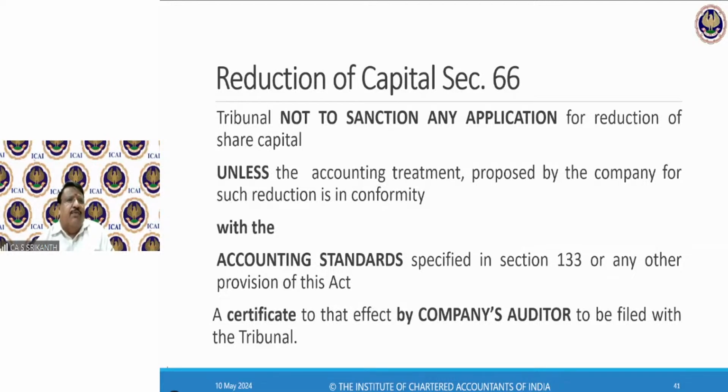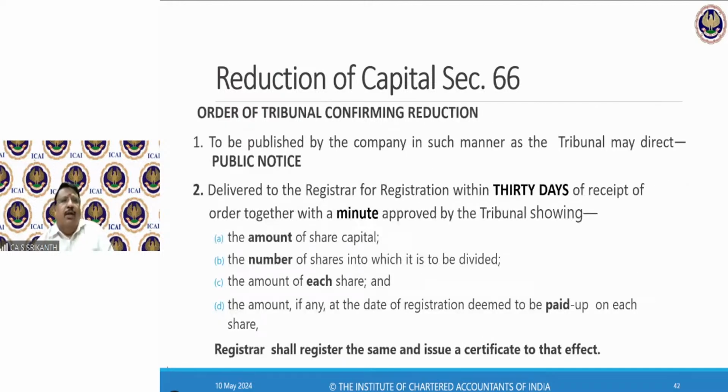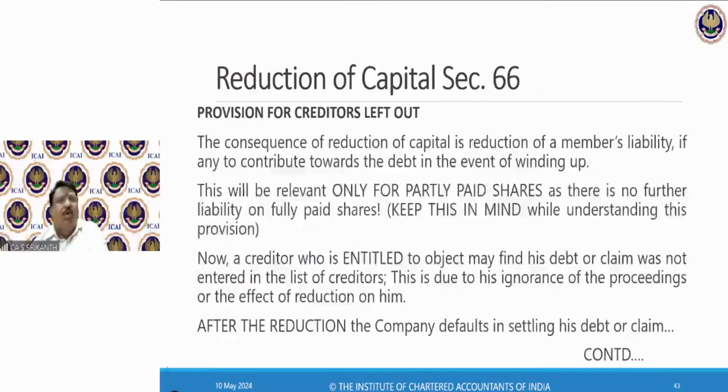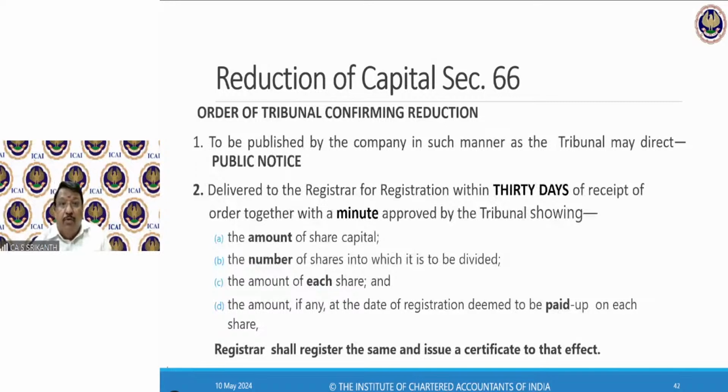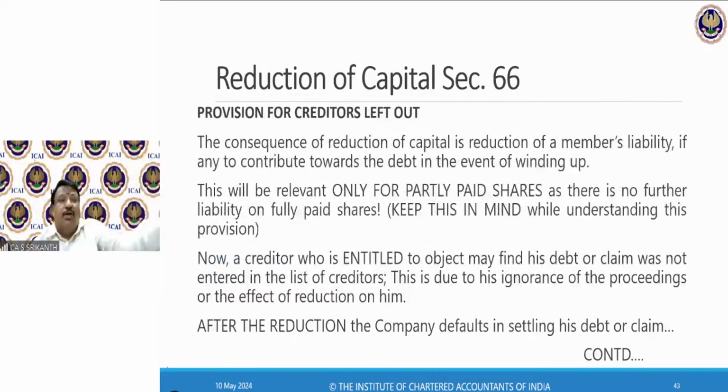The tribunal is not to sanction any application of reduction of capital unless the accounting treatment proposed by the company for such reduction is in conformity with the accounting standards. And the entry should be made. Then this order should be published by the company so that everybody will be aware that the reduction has happened, and it should be delivered to the registrar for registration within 30 days. Note will be made. The whole idea is to make it into public knowledge so that in future, if anybody wants to have dealing with the company, they will know that this company has gone for reduction of capital.